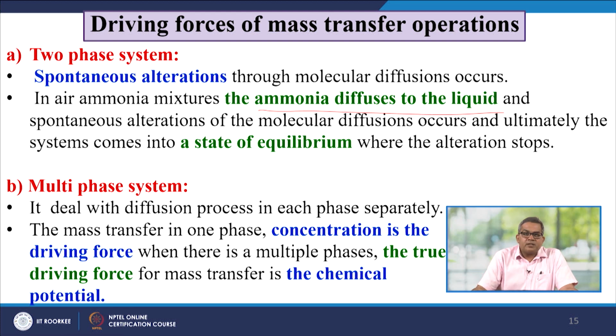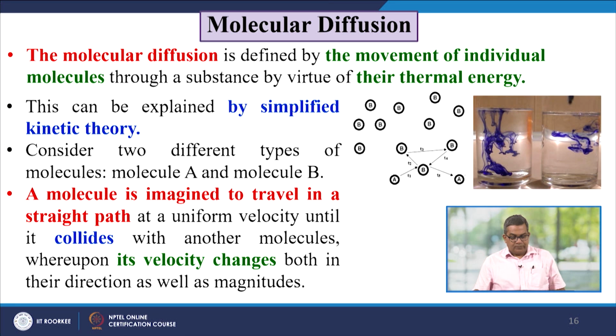Another is the multi-phase system. It deals with the diffusion process in each phase separately, and the mass transfer in one phase has concentration as the driving force. Where there are multiple phases, the true driving force for mass transfer is the chemical potential. Let's talk about molecular diffusion. Molecular diffusion is defined as the movement of individual molecules through a substance by virtue of their thermal energy. This can be explained by simple kinetic theory. Now, consider two different types of molecules, molecule A and molecule B.